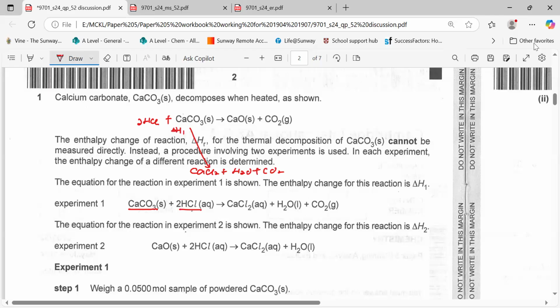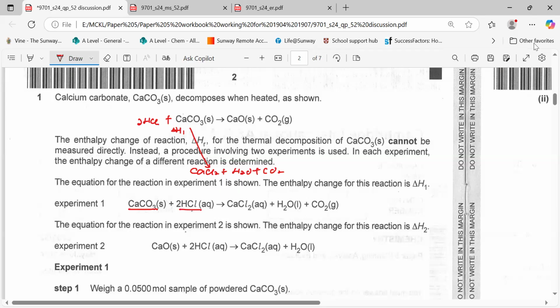Now in the lab, you can just take a particular mass of calcium carbonate, pour it into the acid, and then you can measure the temperature before adding and after adding. So this one is doable in real life. And let's look at experiment number 2. Experiment number 2 is similar.